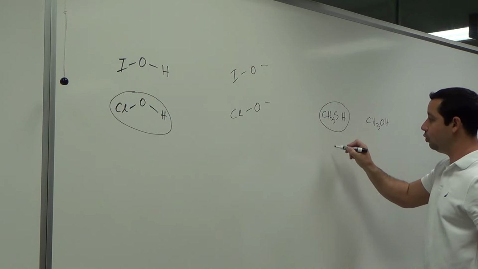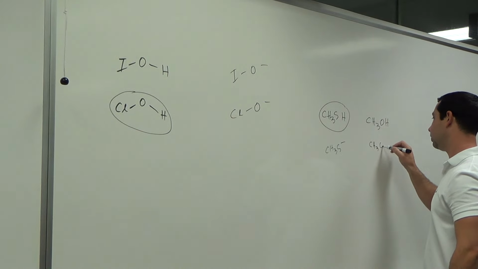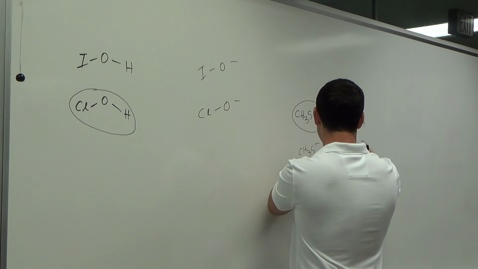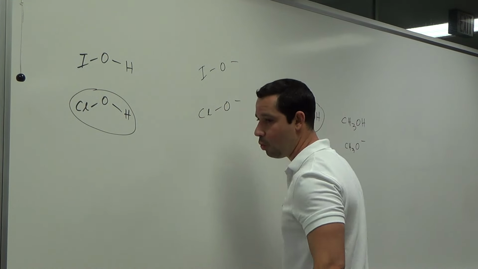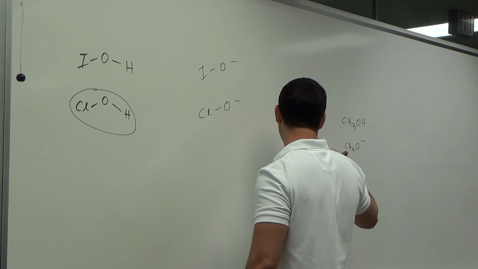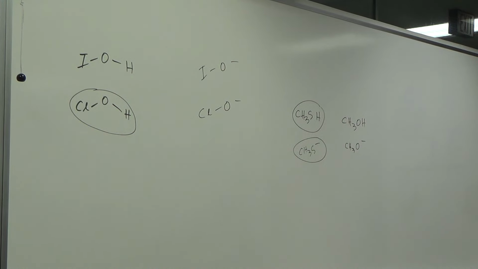Now when you do lose the hydrogen, you will have this. And the negative charge is on a different element. So which one is better? This one, because it's lower in the group, that means it is more stable. Okay? I'm done with that.